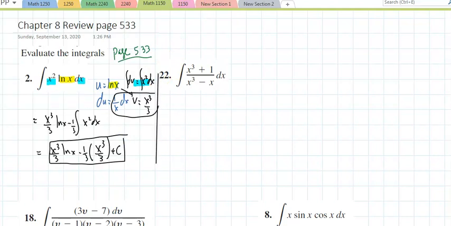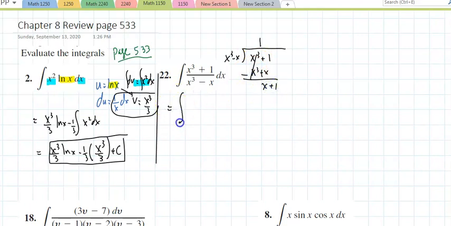Next problem up, I notice this is a fraction and this is an improper fraction. So we're going to proceed with long division. So this is actually x cubed plus 1 divided by x cubed minus x, that's 1. And that would be x cubed minus x. Subtract means change both signs.